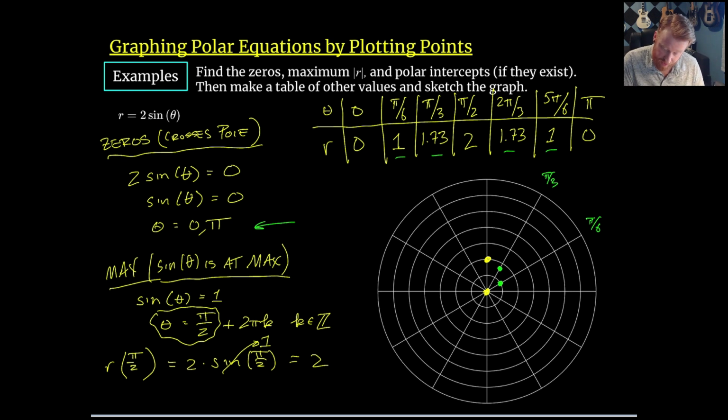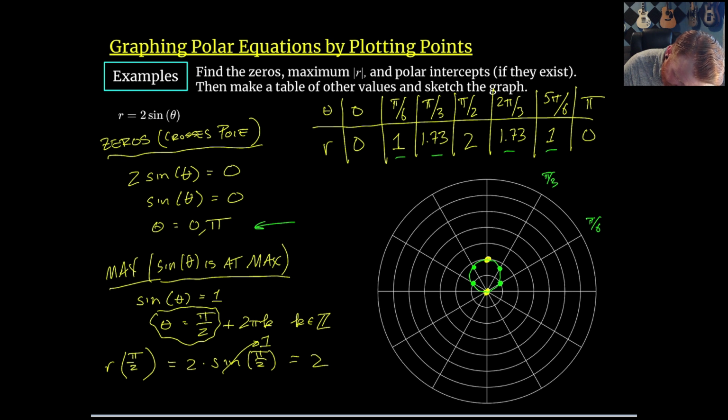There's a point. We've got pi over 2 being 2. At 2 pi over 3, we're going to be at 1.73 again. So that's around there. And at 5 pi over 6, we're back at 1. So that's what we're looking at. And now we can connect our dots.